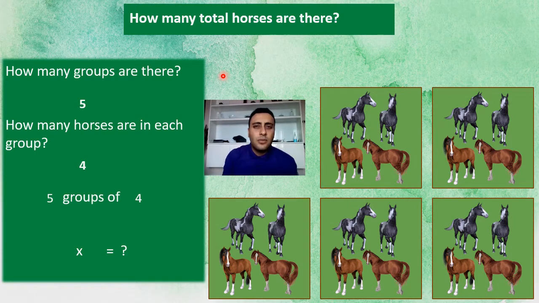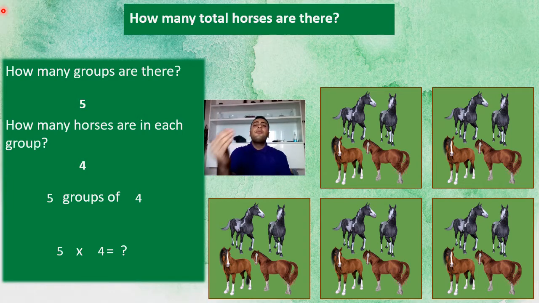I think you can write the multiplication sum now. Can you tell me what it is? 5 times 4 equals to 20, right? 5 times 4 equals to 20.